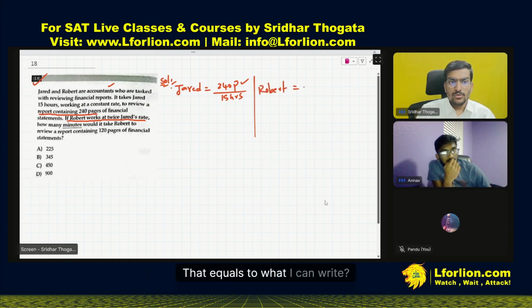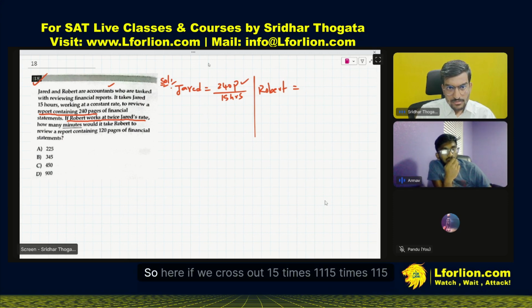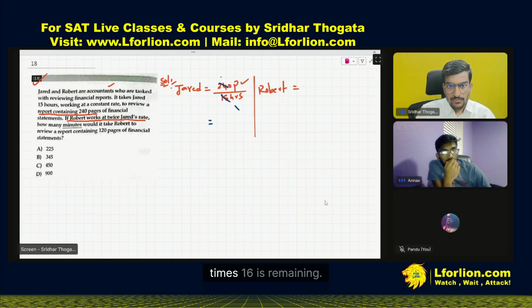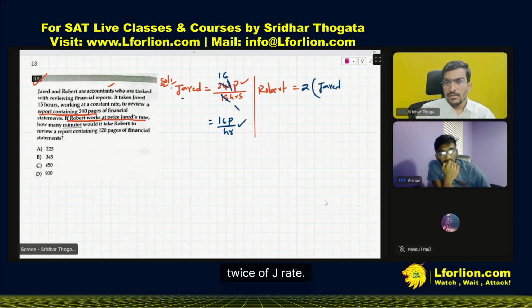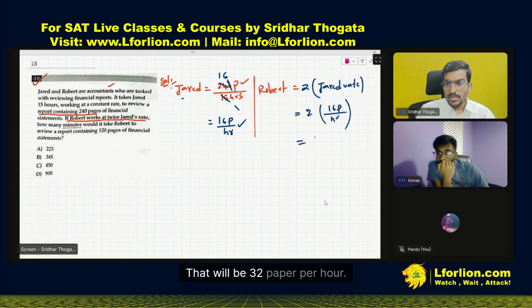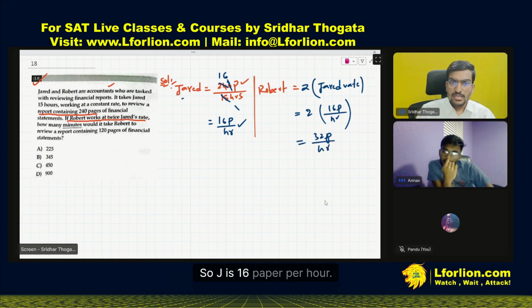Robert equals what can I write? Tell me. You can write how many minutes would it take Robert to review a report. Here, 240 pages divided by 15 hours, if we cross out, 15 times 1 is 15, 9 is remaining, then 15 times 6 is 90, so 16 pages per hour it is. So this is Jade. Robert is twice Jade's rate, so that will be twice 16 pages per hour, which is 32 pages per hour. So Jade is 16 pages per hour, Robert is 32 pages per hour.